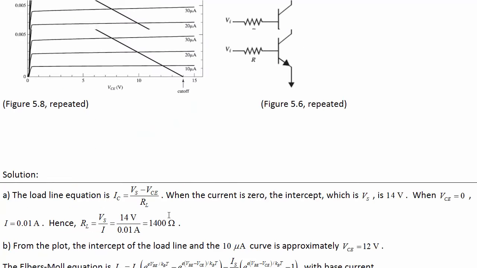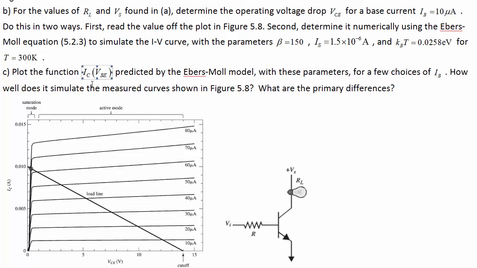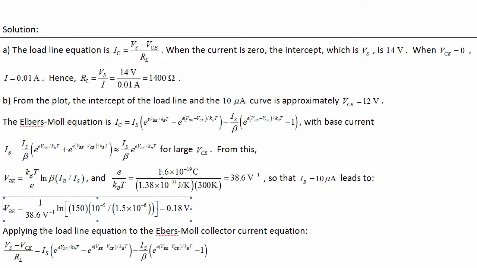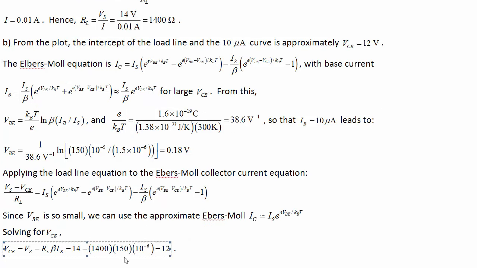Okay, one more part to this question. Plot the IC as a function of VBE predicted by Ebers-Moll with these parameters for a few choices of the base current, and compare how it simulates the measured curves to the actual measured curves. What are the big differences? We didn't really need a lot of the math here for how we ended up solving the collector emitter voltage. I mean, if you look at this, we just used the beta. We didn't use any of those other internal parameters. Those were just used to figure out what the base emitter voltage was.